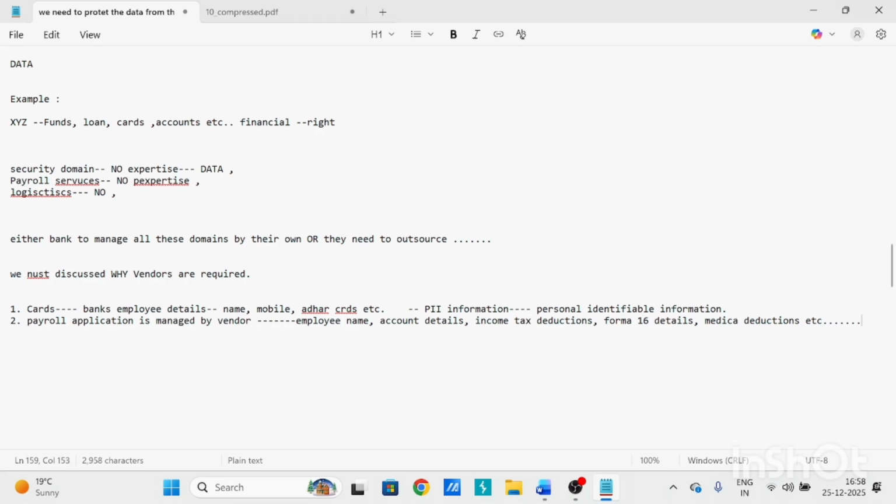Etc. So I mean to say, complete details. Apart from this, Aadhaar cards and PAN card details are also processed by the vendor. So if I summarize the second example, PII data plus confidential data plus highly confidential data is processed by the vendor.